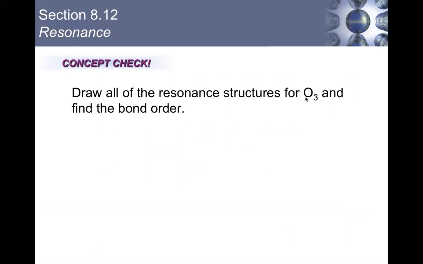So we're going to do O3. What's my total number of valence electrons? 18. Yeah, 6 times 3, 18. And we're going to find the final bond order. So how should I draw this? I guess there's only one way to draw it, right? O bonded to O bonded to O.